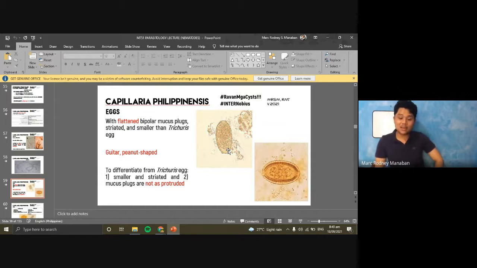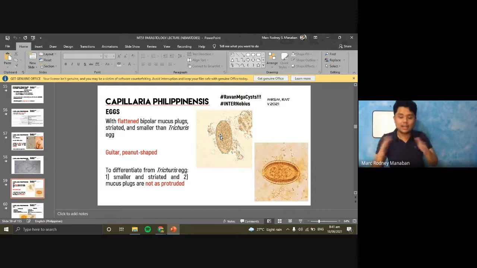the eggs of Capillaria, sorry. So the eggs of Capillaria, as you can see, are quite similar in appearance to Trichuris. But as you can see, the shape is quite wider, all right? And it's described as a guitar or peanut-shaped egg. For your Trichuris, as you can see, it is quite slim. It's sexier, or more slim, compared to Capillaria, which is quite wider, okay? So the shape is wider, all right?